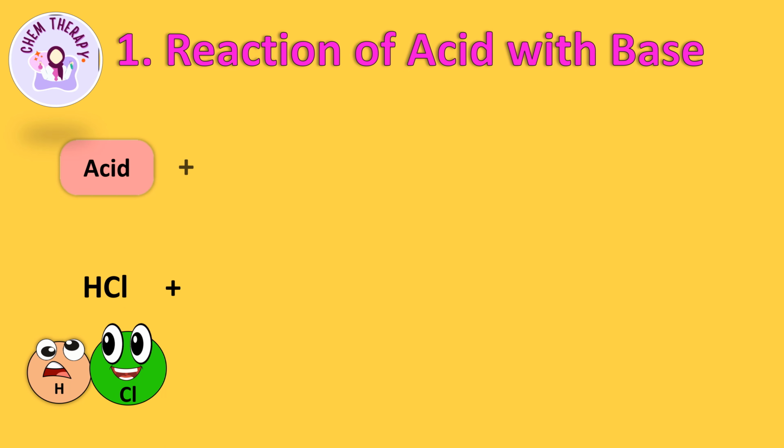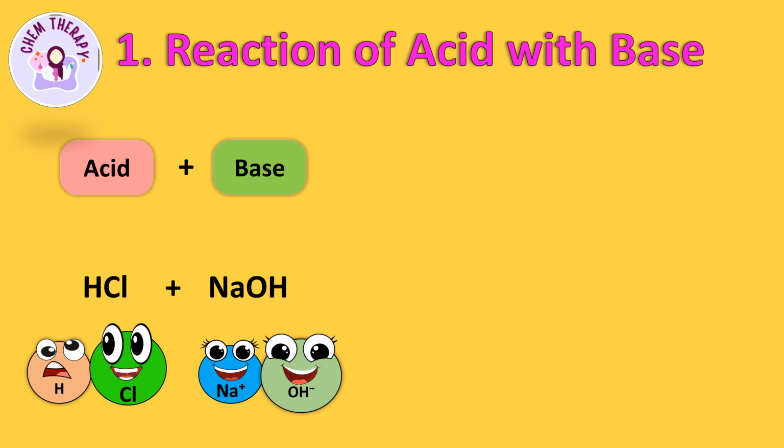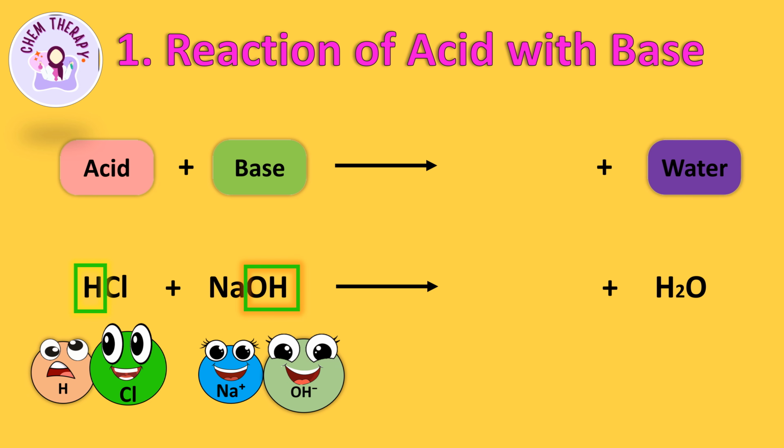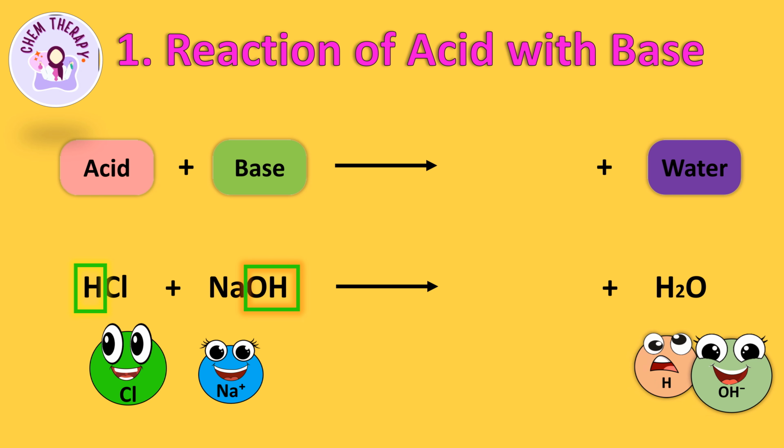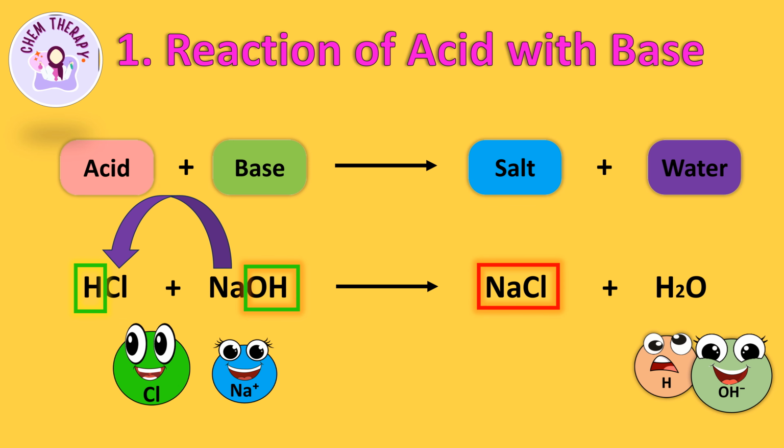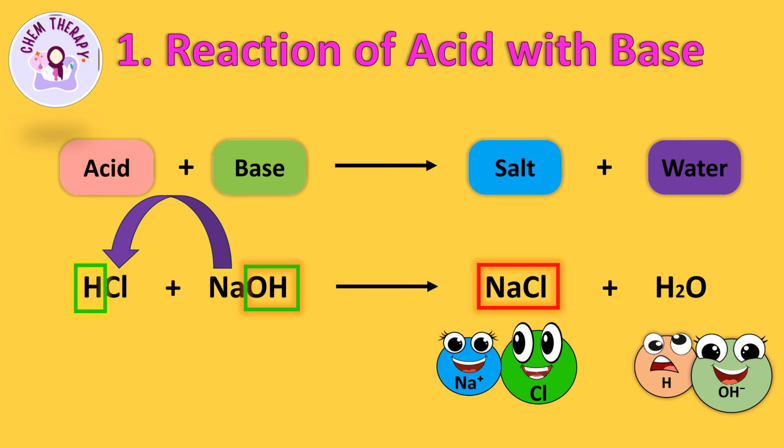When we react acid with base, take an example of HCl as acid and NaOH as base. The hydrogen of acid and hydroxide of base react to form water. Metal ion of base, which is sodium ion, reacts with the negative part of acid, which is chloride, to form salt, sodium chloride, NaCl.